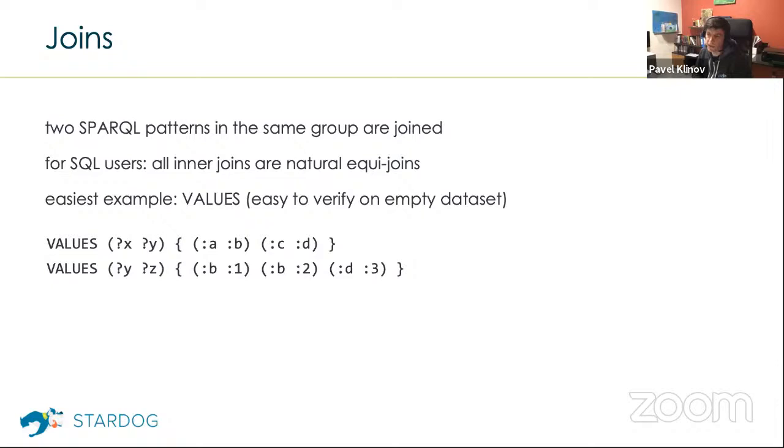According to the semantics, two SPARQL patterns in the same group generate some data, and then their results are joined. So every SPARQL engine needs to compute joins at some point. They may call it something different, they may call it traversals, but ultimately it's joining the data that will happen.